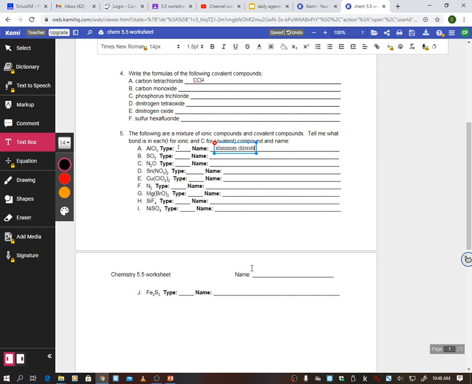The question we always have to ask ourselves with ionic is, do we know the charges? And for aluminum, I know it's a +3 and chlorine's a negative. I know that from my periodic table. So I just leave it like it looks, aluminum chloride.